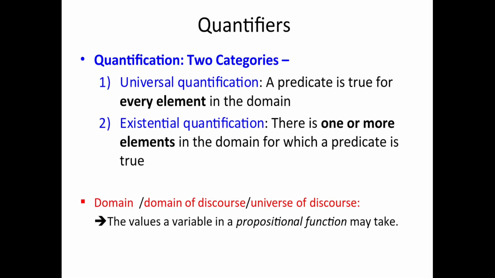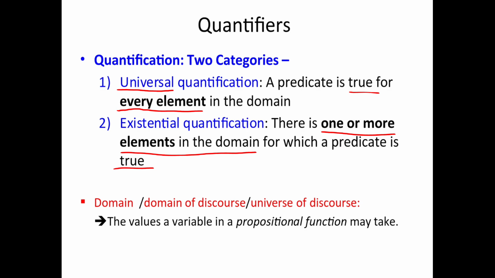So, the two types of quantification: first, we have the universal quantification. A predicate can be true for every element in the domain. So, every element should satisfy it so that it would become true. In the existential quantification, there should be at least one or more elements in the domain for which a predicate is true.